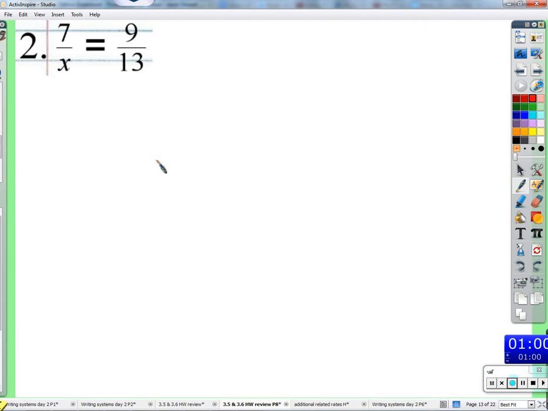Dylan, the reciprocal of what? 7 over x. So multiply both sides by x over 7? Yeah. Doing the same thing on both sides is absolutely fine. So what do we get on the left side? We get 1, the number 1. It's a stooge. That's good. 1. It's non-trivial.